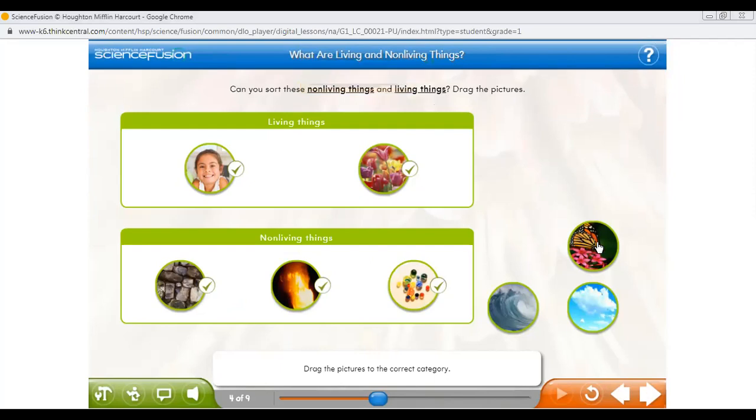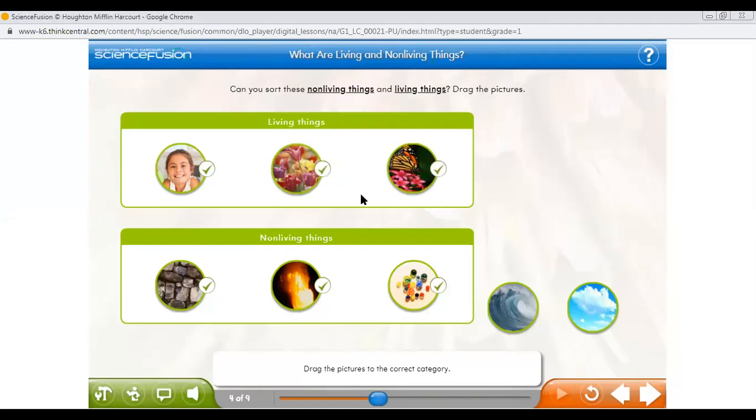Now let's see a butterfly. So what is a butterfly? Can it grow? Yes. Can it change? Yes. Can it move? Yes. Can it reproduce? Yes. So what is it? Is it a living thing? Yes. Very good. So let's put it in living things. Very good, grade 1. Again, it's a correct answer.